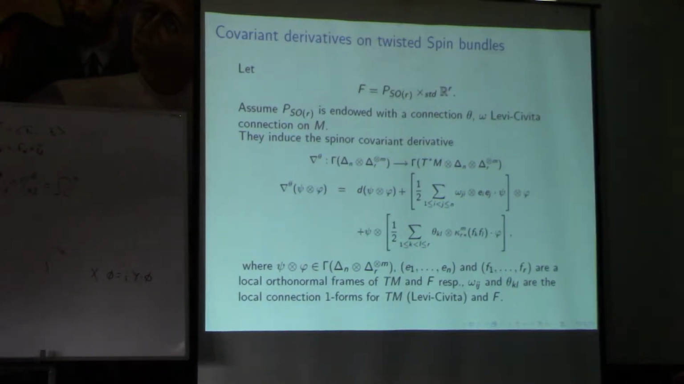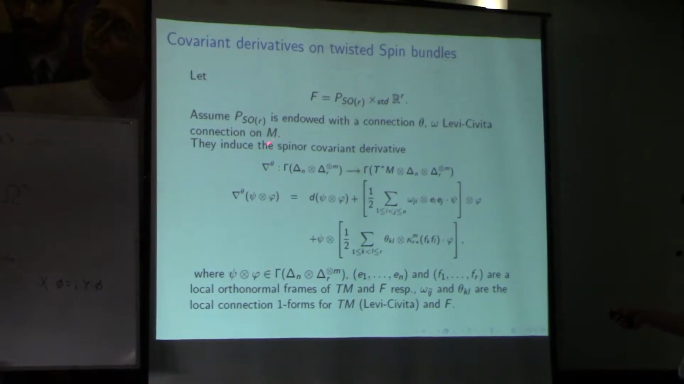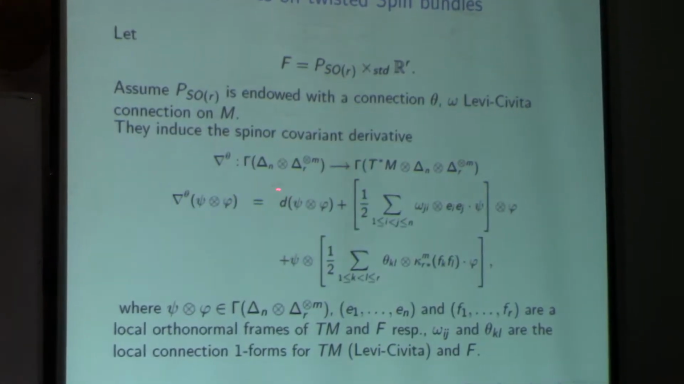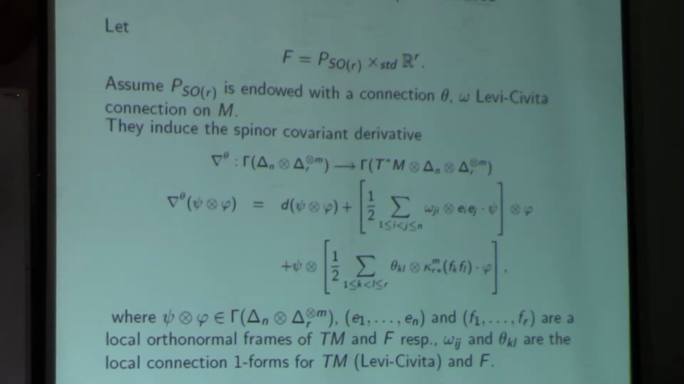Okay. So in terms of the globalizing, you assume that the auxiliary bundle has a connection. You take the Levi-Civita connection on M. You induce a covariant derivative on this twisted spinor bundle in the usual way, using these forms. You have the 1/2 because we are lifting. You have the kappas here and so on, and that's a connection on the space of sections of this. Okay?